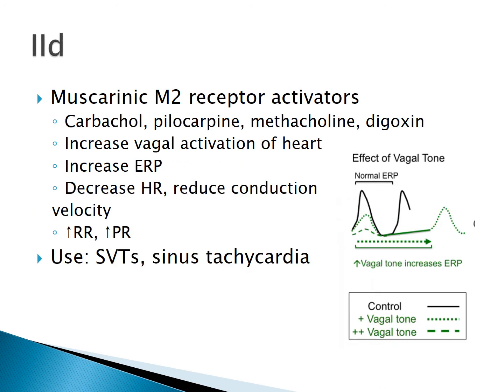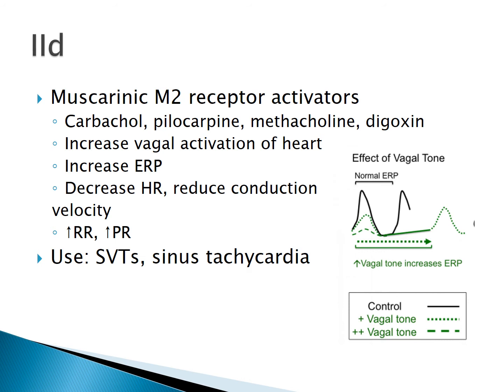Class 2D includes the muscarinic M2 receptor activators, so opposite of the M2 inhibitors. This subgroup includes carbachol, pilocarpine, methacholine, and digoxin. The M2 activators increase vagal tone, as you see in the dotted green line here.